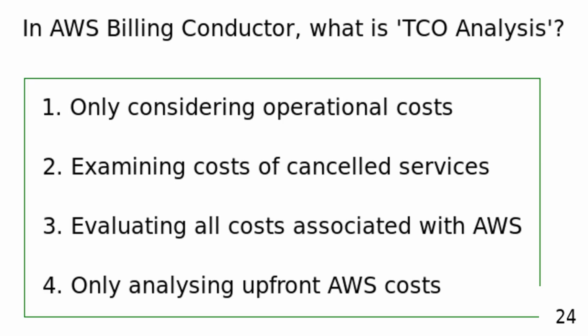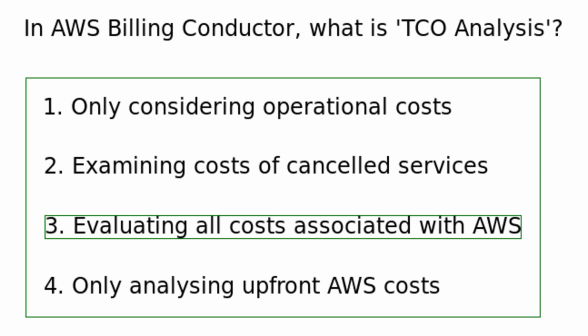In AWS Billing Conductor, what is TCO analysis? Only considering operational costs. Examining costs of canceled services. Evaluating all costs associated with AWS. Only analyzing upfront AWS costs. TCO analysis in AWS Billing Conductor involves evaluating all costs associated with AWS, including upfront, operational, and transitional expenses.